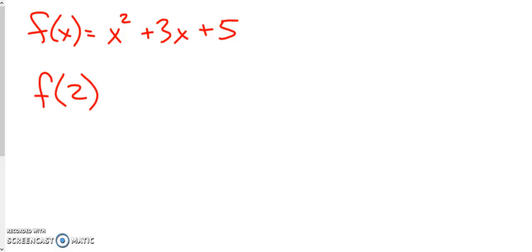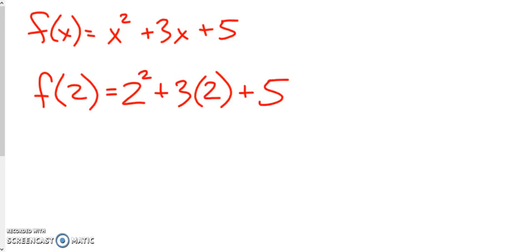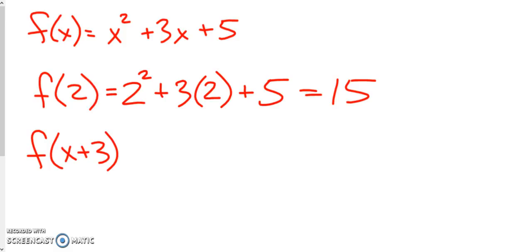Because whatever goes in here is what your input to the function is. So this would literally be 2 squared plus 3 times 2 plus 5. That comes out to be what, 15? 15. So the input was 2, the output's 15. What about something like this?